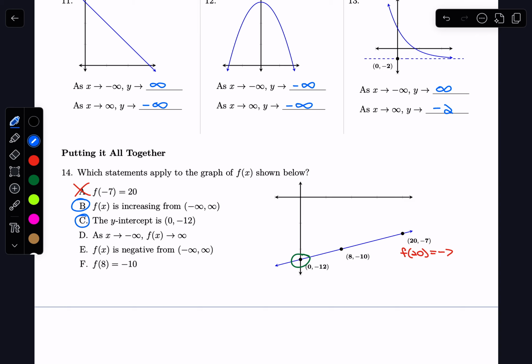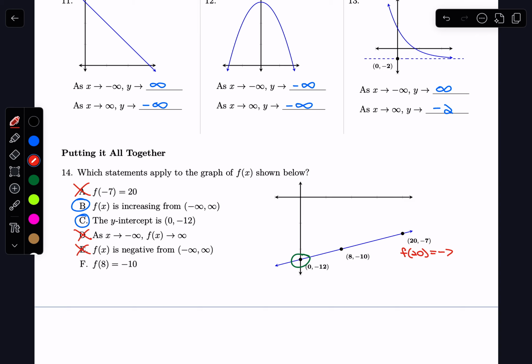As x approaches negative infinity, f of x approaches infinity. That one is wrong because it says the left side goes up. But right here, we can see the left side is going down. And so that one is incorrect. E says f of x is negative from negative infinity to infinity. That looks like it might be right. But if we think about it, this graph is going up. And it has an arrow pointing up. So it's going to keep going, and eventually it's going to cross this x-axis. So it's negative on the part we can see, but eventually it's going to cross and become positive.